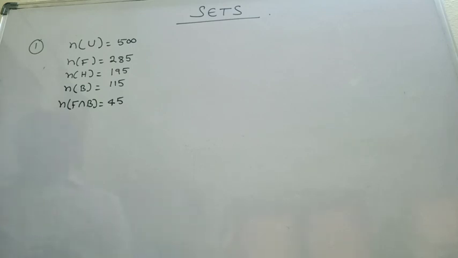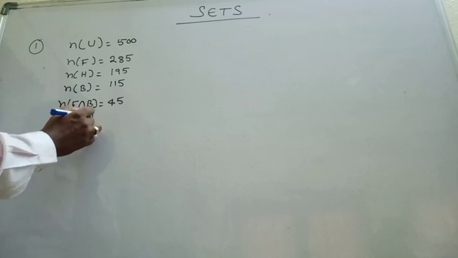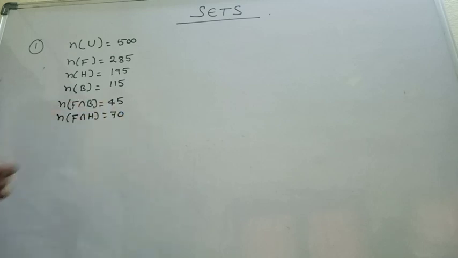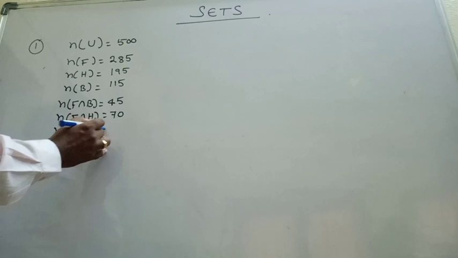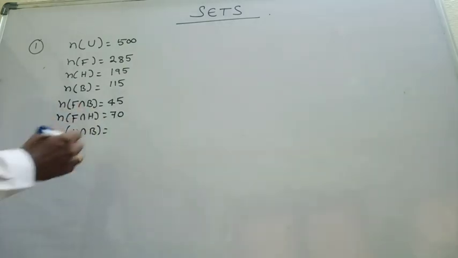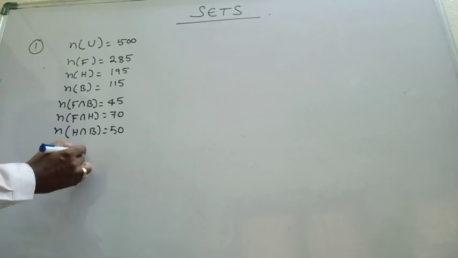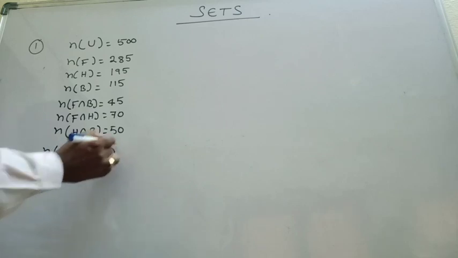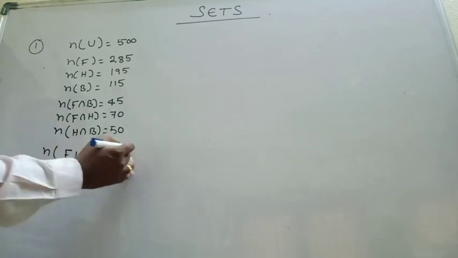70 watch football and hockey: football and hockey is 70. 50 watch hockey and basketball: hockey and basketball is 50. 50 do not watch any of the three games. That means n of f union h union b whole complement, those who do not watch any of the three games, is equal to 50.